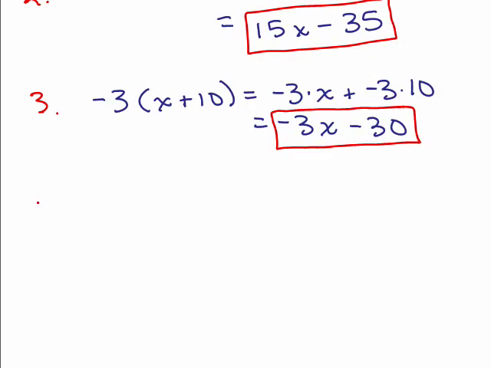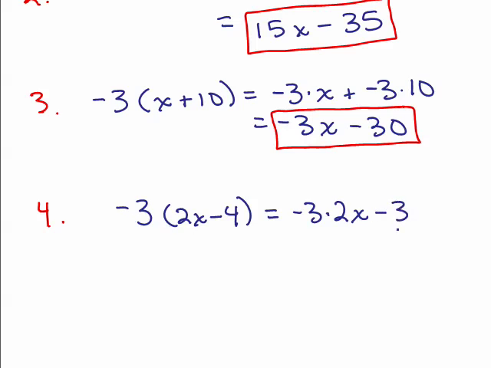Let's go to number 4. Negative 3 times 2x minus 4. Right. Very similar, but we've got to be very careful of these negative signs. We've got negative 3 times 2x. Now, you could think this is plus a negative 3, or you could just say minus 3. That's the same thing as saying plus a negative 3. But you also have this negative 4. So it's a little bit confusing.